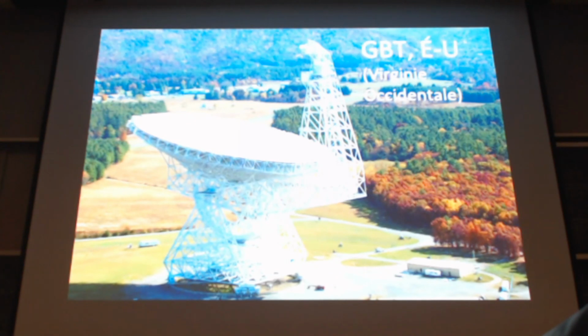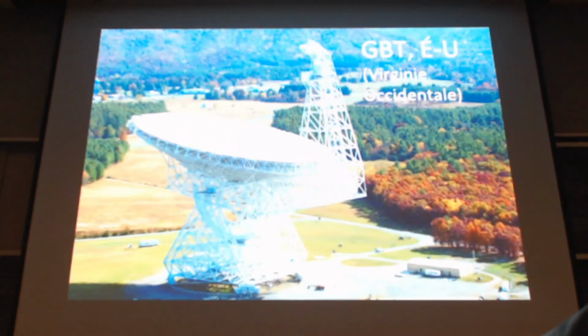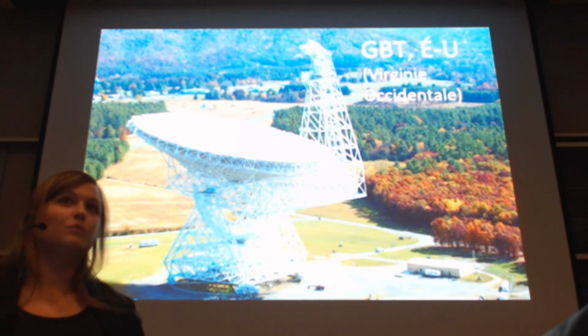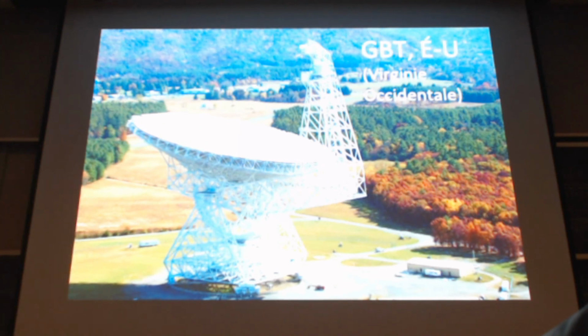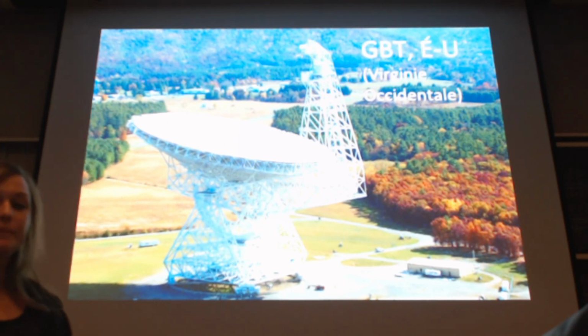This is the Green Bank telescope. This one has a 100-meter diameter, so much bigger than the Parkes telescope, which has 64 meters. Green Bank telescope in West Virginia is the largest telescope that you can move. So it's the largest steerable telescope. It's much newer. It finished construction in the early 2000s. Found some pulsars too.